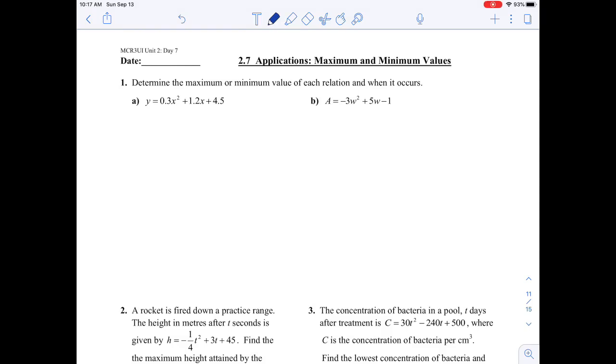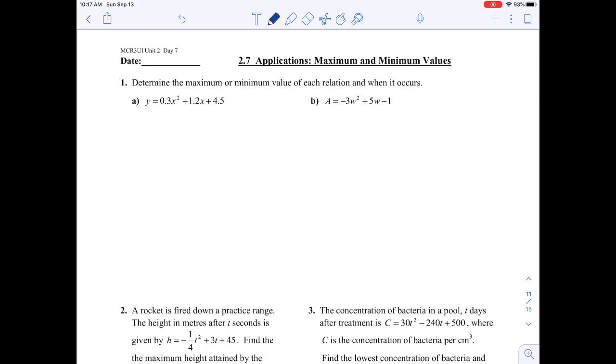Welcome to Unit 2, Lesson 7. And here we're going to talk more about the applications of quadratic relations, and specifically the fact that they have maximum and minimum values. This is something that's a really important fact about quadratic relations and what makes them different in a lot of ways from linear relations.